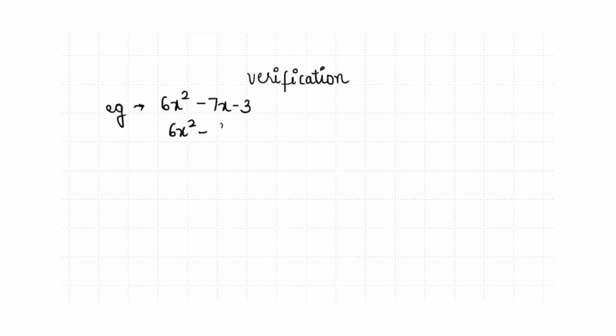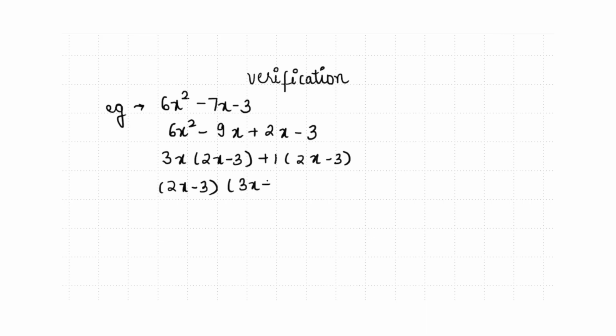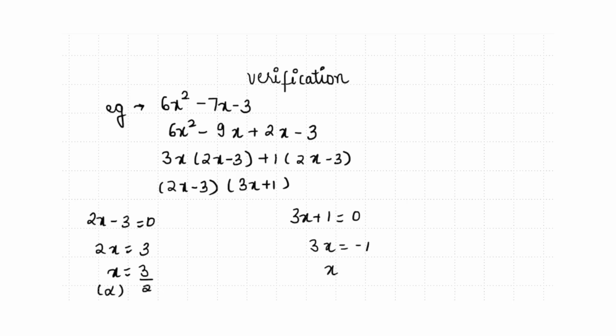6x square minus 9x plus 2x minus 3. We take 3x common, 2x minus 3. Then here 1 will be the common factor, 2x minus 3. So 2x minus 3 will be the common part, and 3x plus 1. So the zeros will be: 2x minus 3 is equal to 0, 2x is equal to 3, x is equal to 3 upon 2. One of the zeros is this, let's consider it as alpha, and the other will be 3x plus 1 is equal to 0, 3x is equal to negative 1, x is equal to negative 1 upon 3. So let's consider it as beta.